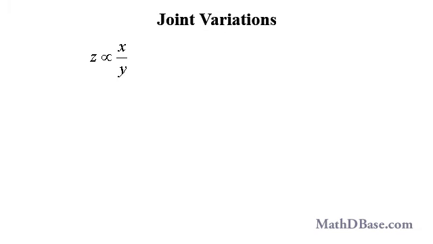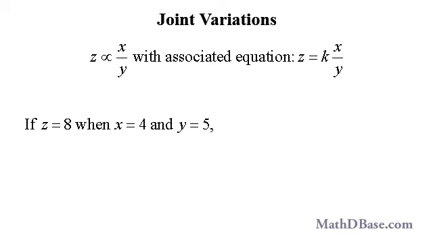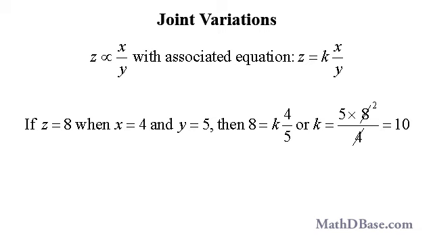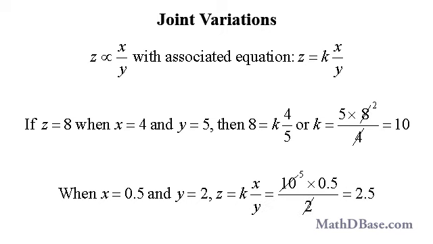Z is directly proportional to x and inversely proportional to y. If z equals 8 when x equals 4 and y equals 5, then 8 equals k times 4 over 5. Solving, k equals 5 times 8 over 4, which simplifies to 10. When x equals 0.5 and y equals 2, z equals 10 times 0.5 over 2, or 2.5.